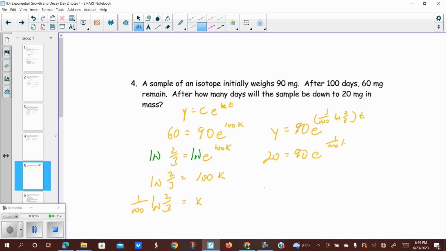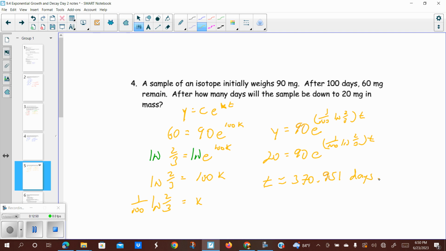And once again, we're going to go through the steps without writing them down. You would divide by 90. After you do that, you'll take the natural log of both sides, getting rid of the e, and then you'll divide by the 1/100th natural log of 2/3 to get your t value, which in this case works out to be about 370.951 days. That's how long it should take to get down to 20 milligrams.